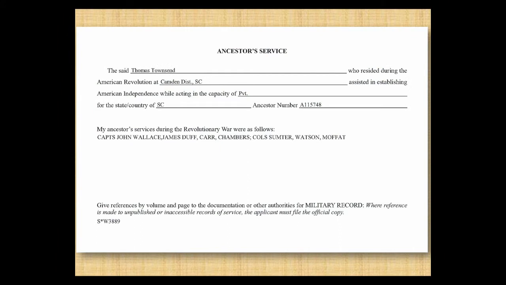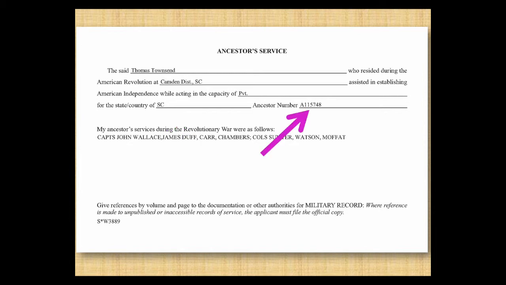This is the Ancestors Service section of page 4 again. Let's walk through what information is required. The first blank asks for the patriot ancestor's name again. The next blank asks for his or her residence during the Revolution. The next blank is for his or her type of service. Next is who he served for. This may or may not be the same as his residence. Once again, we'll look at specifics in another video.